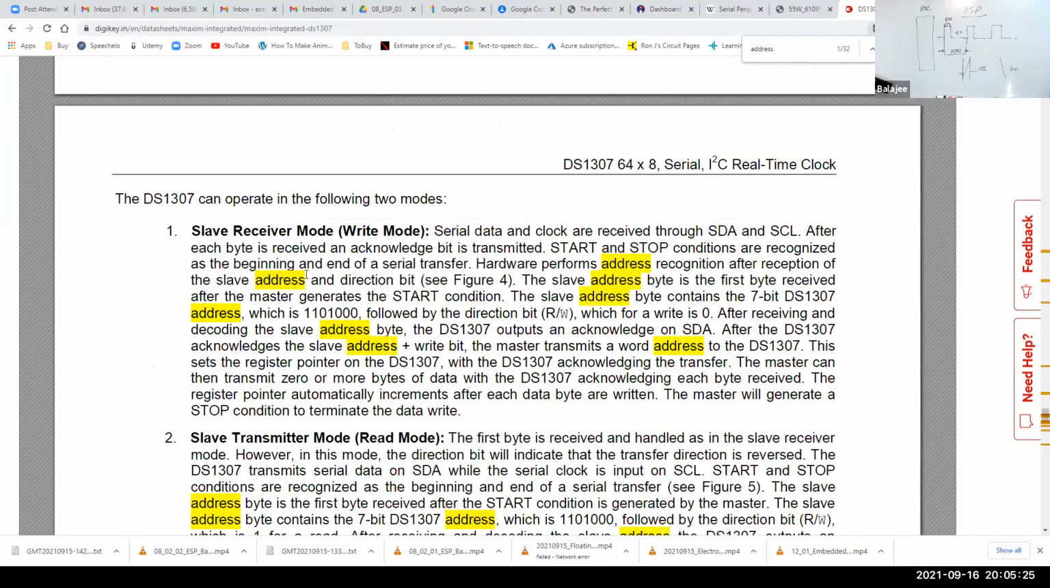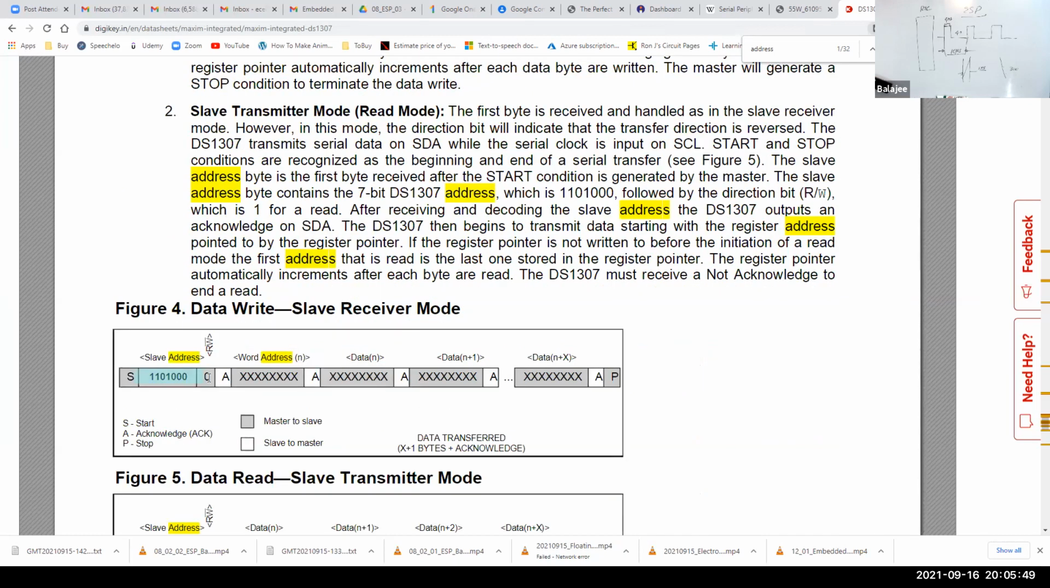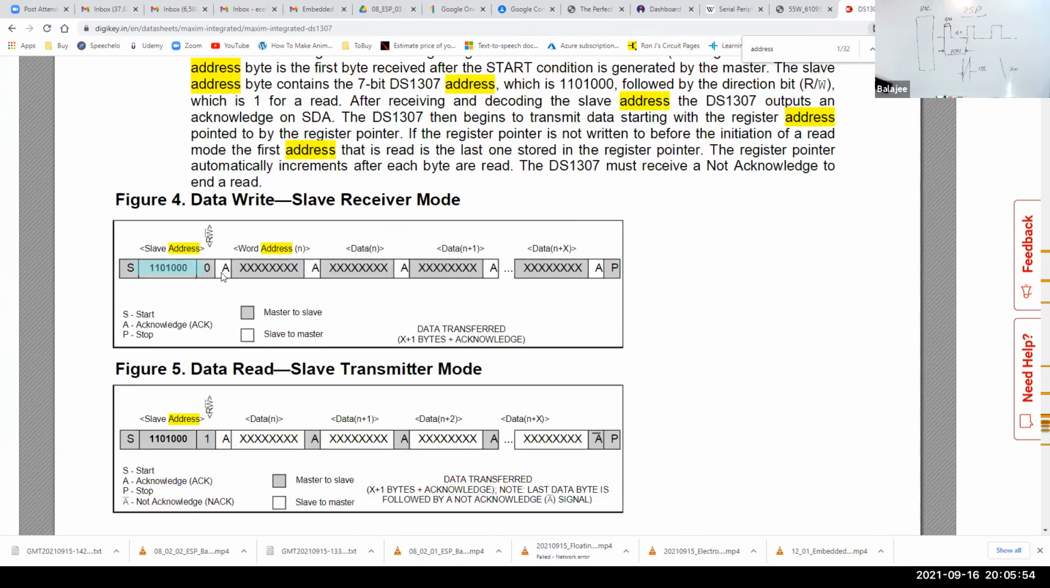See here, the data sheet operates in two modes. Slave receiver mode. In that mode, you see this address 1101000. This is what the address is. Okay. The other one is read mode. You can write or read. Okay. That is why they are saying the two modes. You see here, start, device address, and this is called write. I told you one means read, this means write. Then acknowledgement. Then we have a word address and data. See, up to data n. You can keep on writing the data.